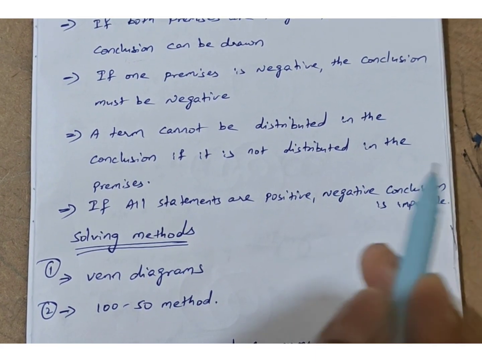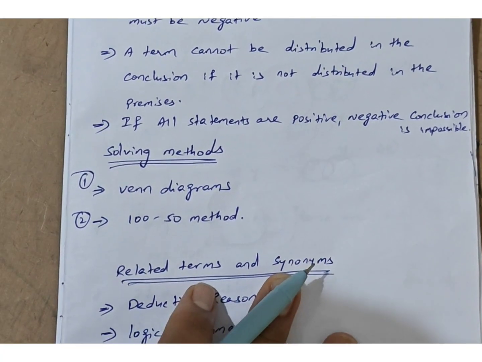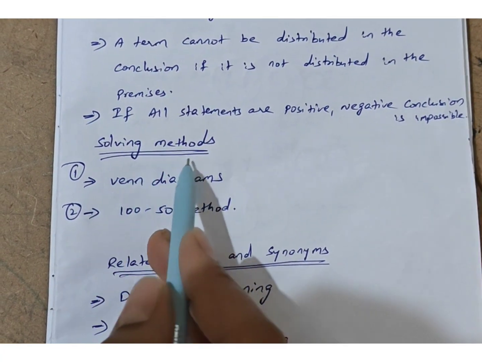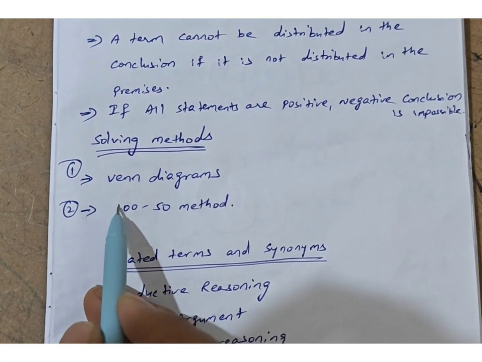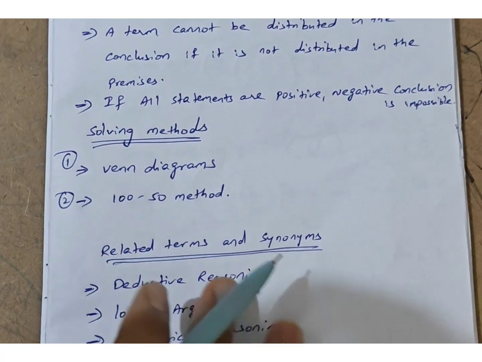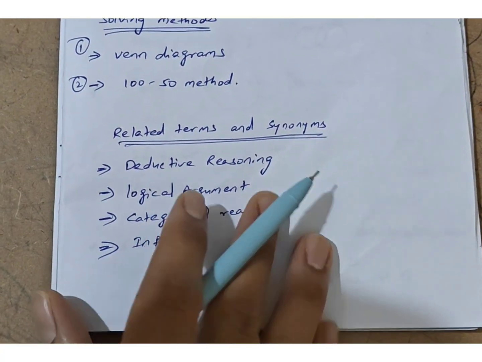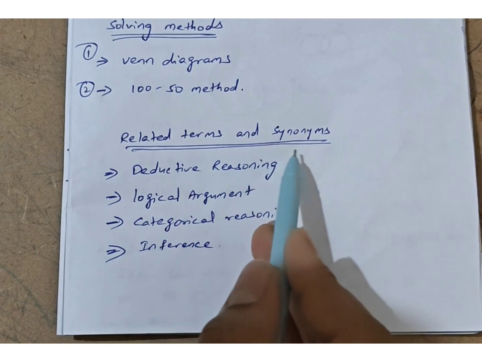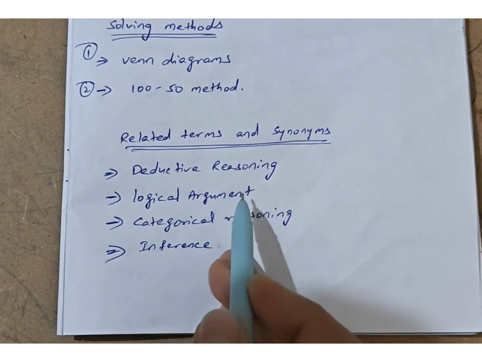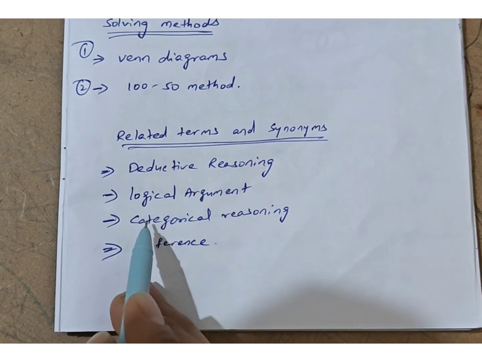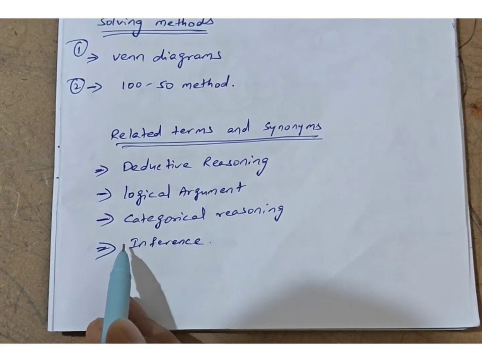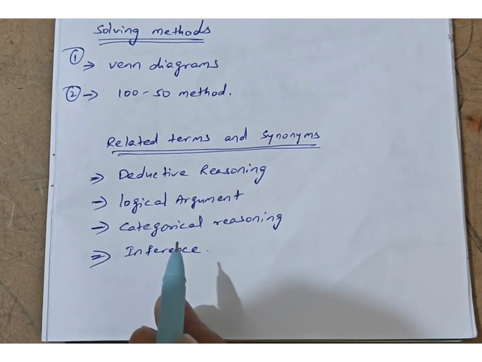There are some common methods for solving this kind of problem. Those are Venn diagrams and the 150 method. But Venn diagrams are more popular and very easy for solving these problems. Some related terms and synonyms are deductive reasoning, logical argument, categorical reasoning, and inference.